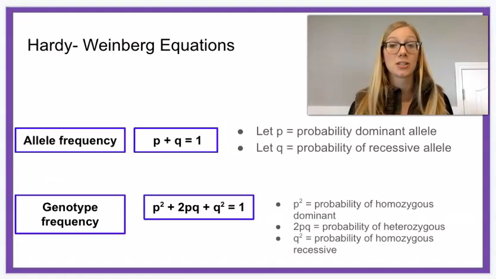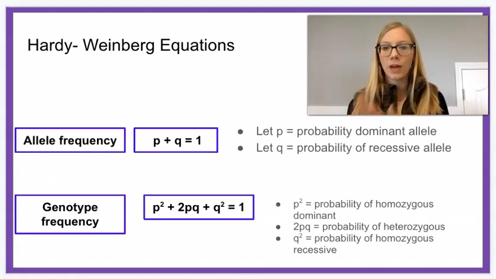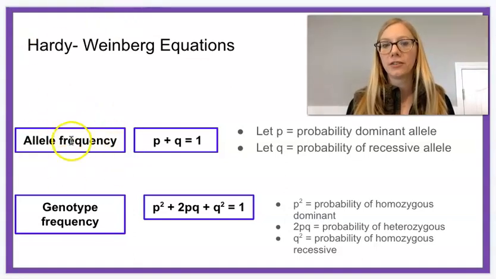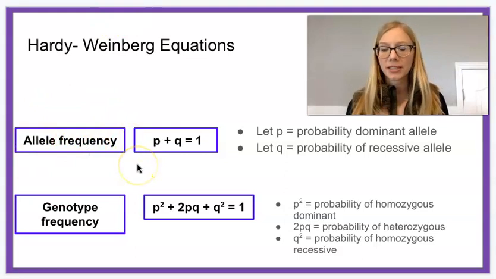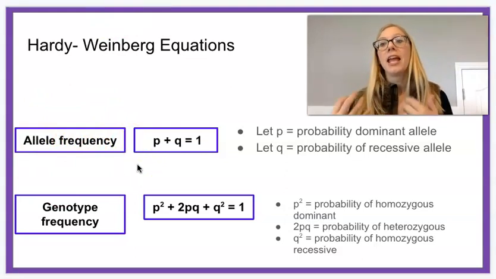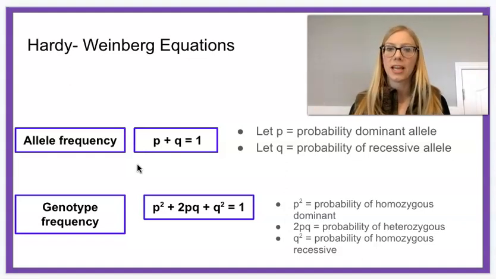Now's a good time maybe to just pause it, write it down so you have all this written down and we can really think about what's happening here. I'll give you a second to do that. So we're back. Our first equation is allele frequency. So the frequency, how much of each type of allele we have, how much dominant allele we have, and how much recessive allele we have.